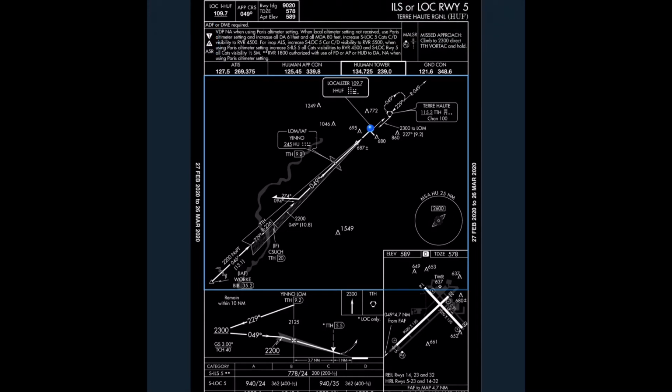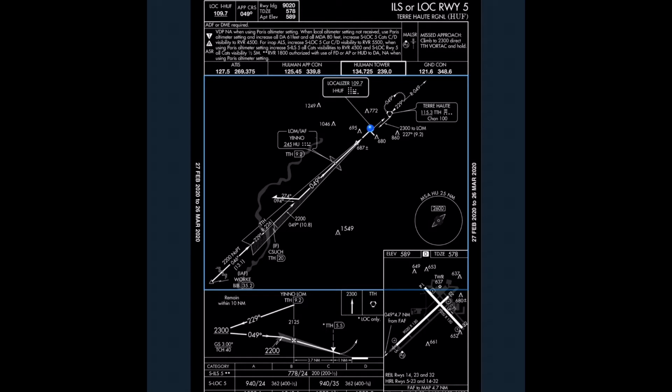And then also it has approach surveillance radar minimums as well, so we'll have to go in there and figure out what our minimums would be for that in the event that we had a no gyro approach into the airport. So going into the notes, you can see that the VDP is not available when using the Paris altimeter setting.